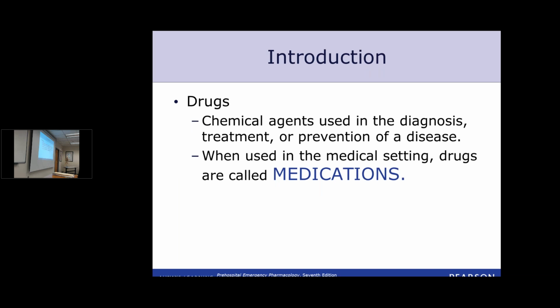When a chemical agent is used in the diagnosis, treatment, or prevention of a disease, it's called a medication. When used in a medical setting, drugs are called medication. We got that, right? But check this out. Tell me about a chemical agent that's used in the diagnosis of a treatment that's considered to be a drug.